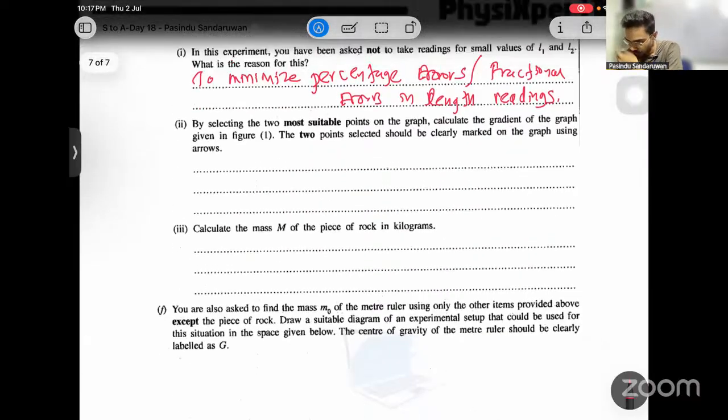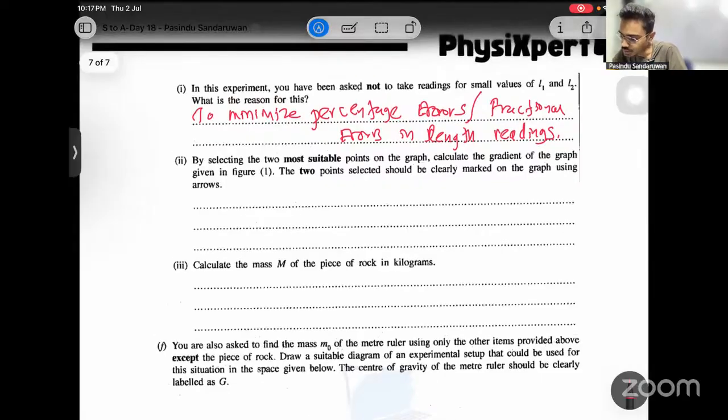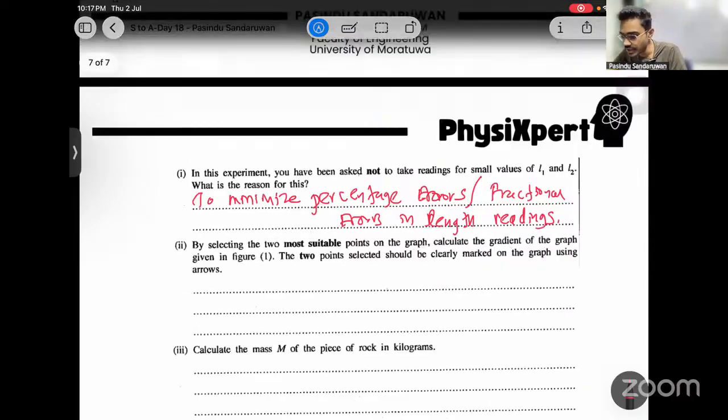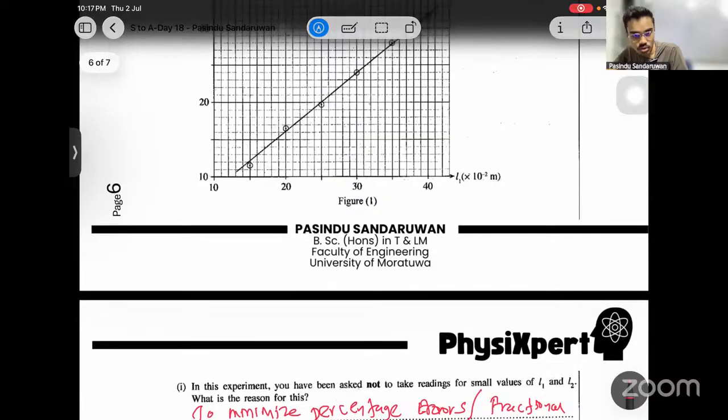Part 2. By selecting the two most suitable points on the graph, calculate the gradient of the graph given in figure 1. The 2 points selected should be clearly marked on the graph using arrows, right? Now they are asked to mark it using arrows. So as I told you before, you have to select two best points, right?